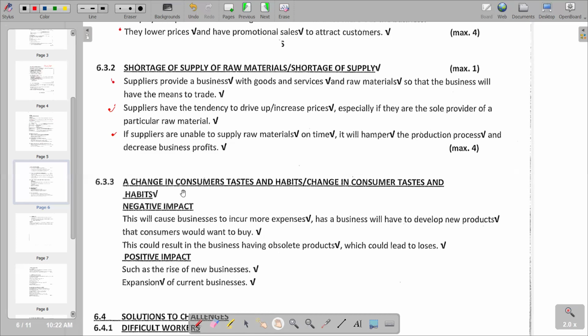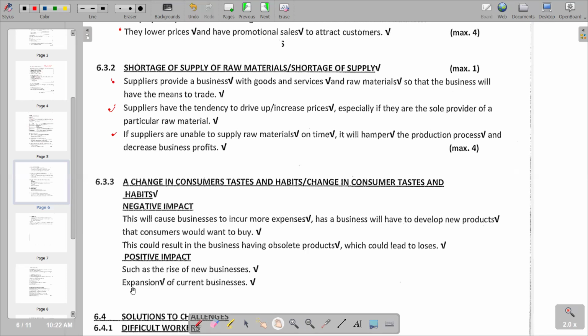So if we have more preference for our products due to a positive change in consumer tastes and habits, we are going to notice a rise of businesses, as obviously the businesses are going to earn more revenue, which is a positive direction.